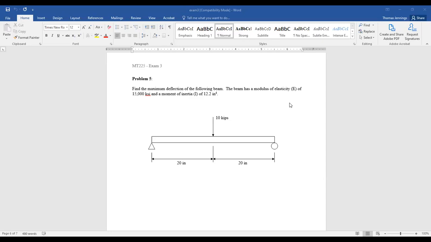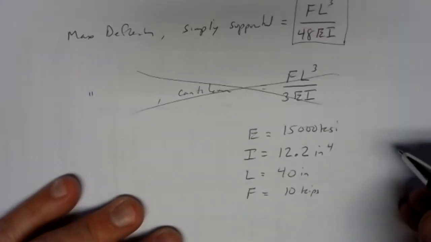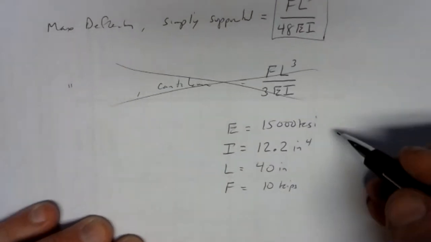We've got a length, and be careful there. It's length end to end that we worry about for these problems. So it's a 40-inch length. And we've got an applied force of 10 kips. And we want to find out the max deflection. So to find out the max deflection, we plug into the equation.